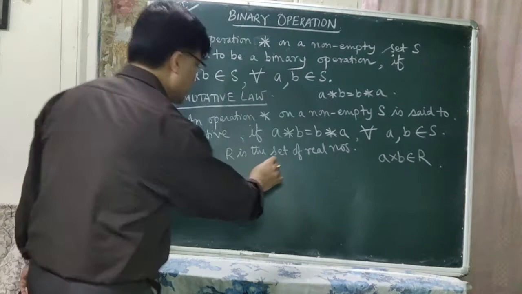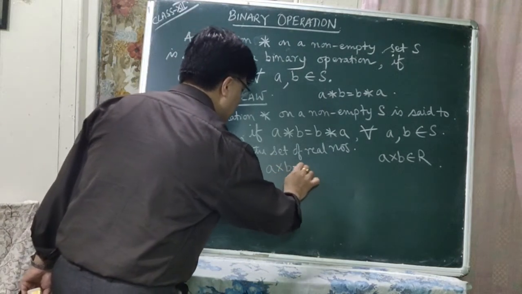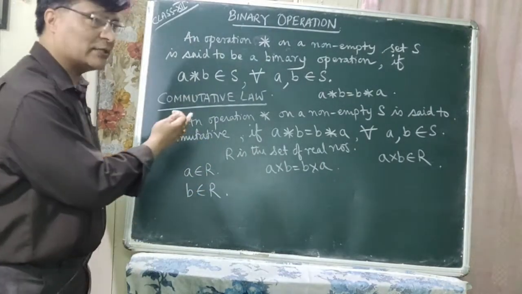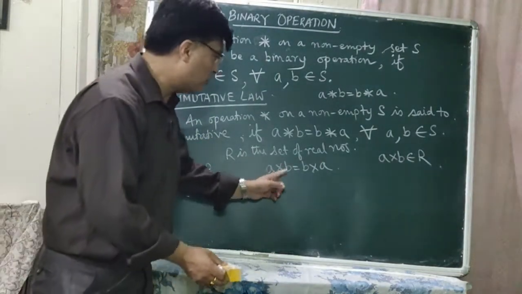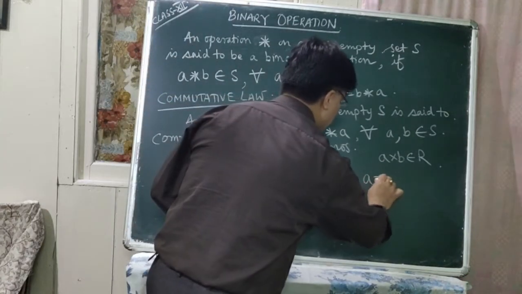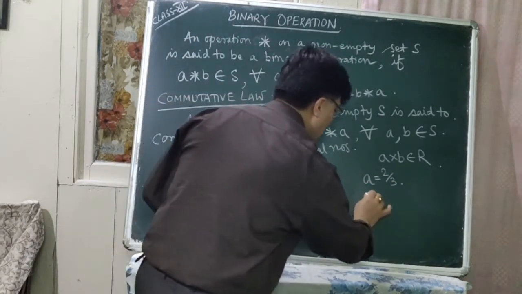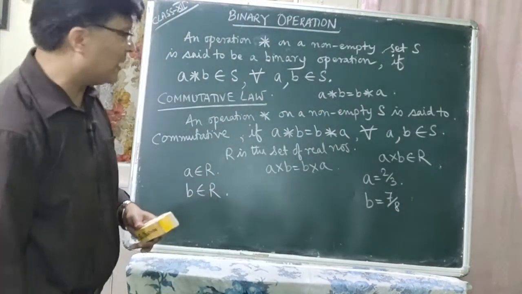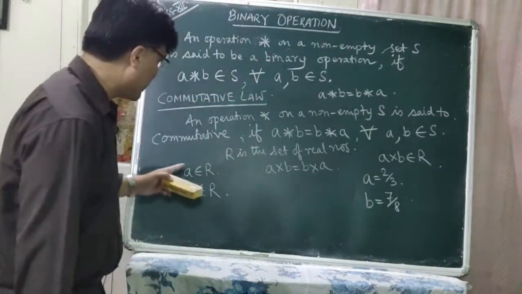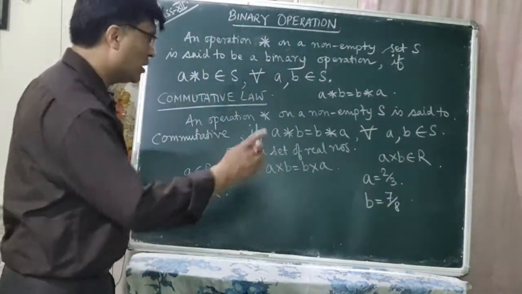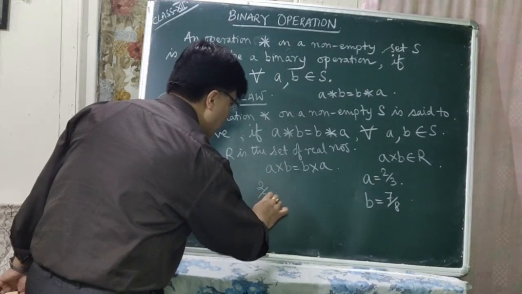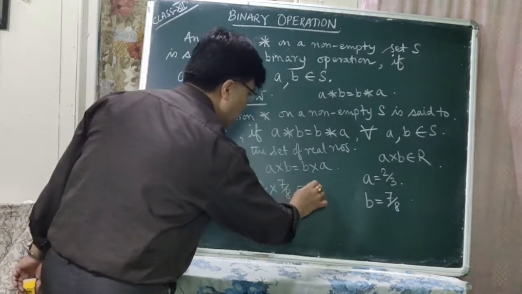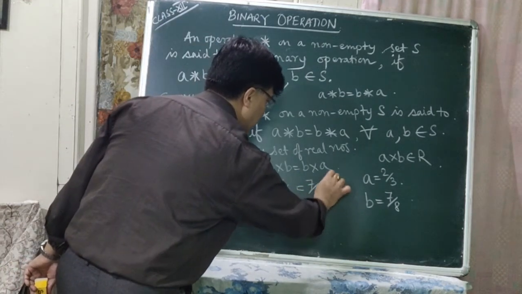Okay, now can you say that A into B is equal to B into A? Yes, of course. In this case also, since R is the set of real numbers. Suppose you take A is equal to 2 by 3 and B is equal to 7 upon 8. This A belongs to the set of real numbers and also B belongs to the set of real numbers. So what is A into B here? 2 by 3 into 7 by 8 is equal to 7 by 8 into 2 by 3.